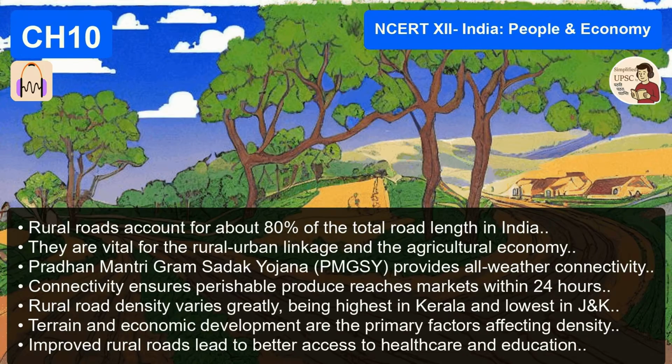And while they aren't as glamorous as the 6-lane highways, they are arguably more vital for the common person. Why do you say that? Is it just about connecting villages?